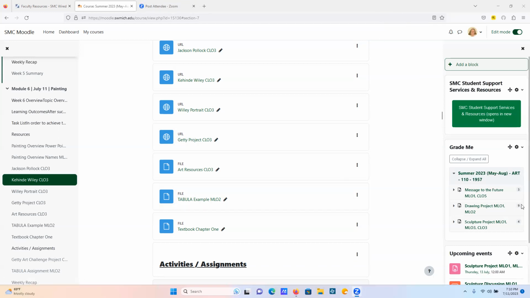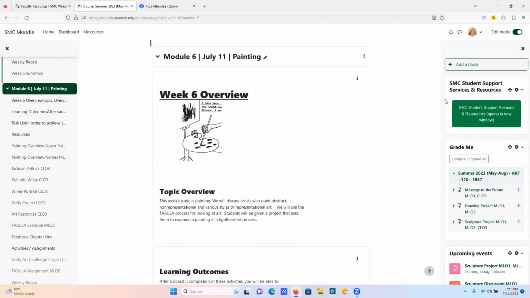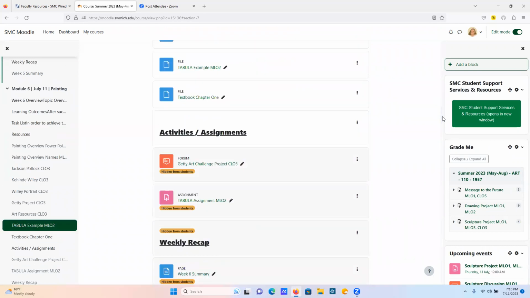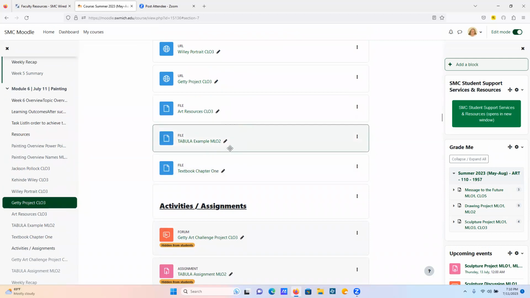So here is the week we're on, the module we're on. Over here, painting, July 11th today. I'm going to go over the painting in a separate video after I finish this one. But come on down to the bottom here where it says tabula example.